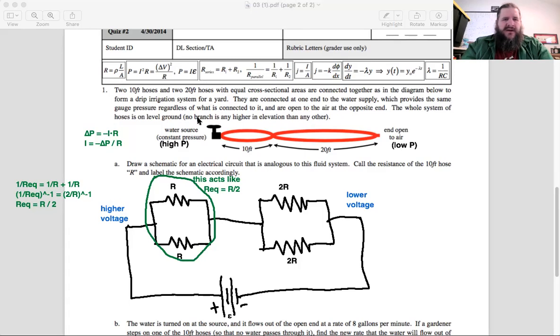And then if we take a look at the other one, we've got these two resistors also in parallel. So these two resistors together, what are those going to act like?